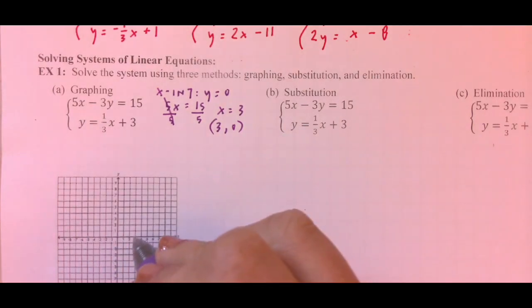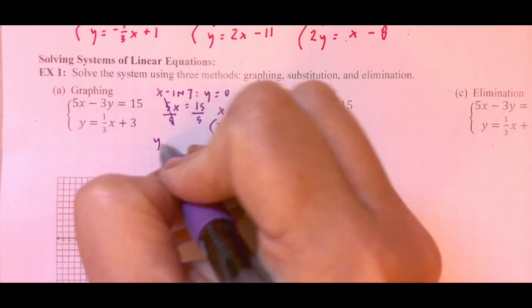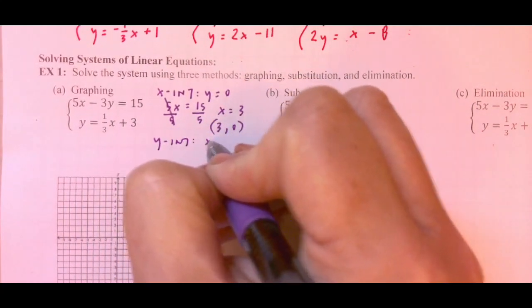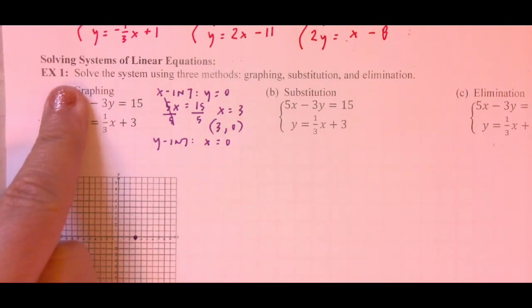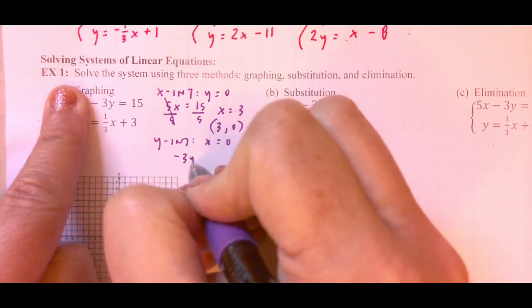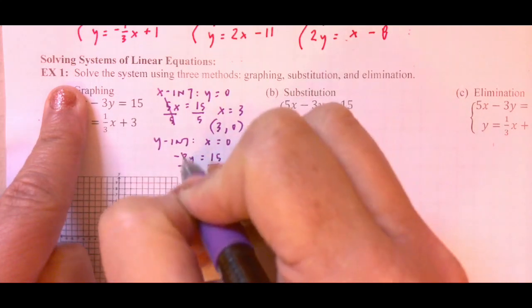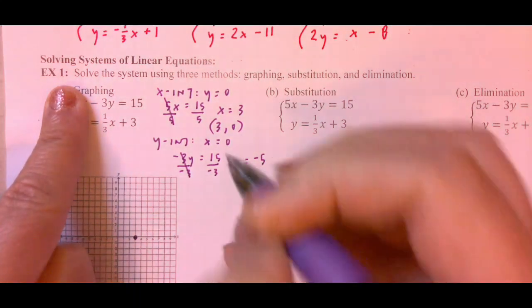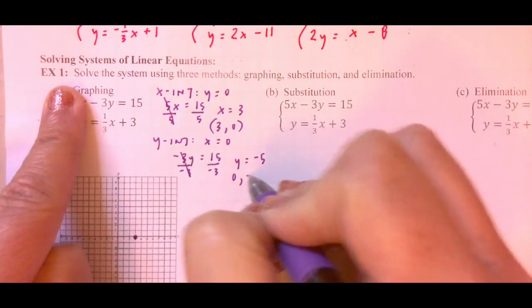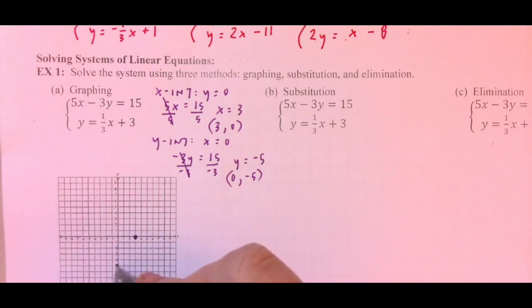So I plot that point right here. The y-intercept is when x equals 0. If I plug in a 0 for x right here, I can cover that up because that whole term clears to 0. And I'm really then solving negative 3y equals 15, dividing away that negative 3, getting that y equals negative 5. Of course, that's when x is 0. So as a point, that's 0, negative 5. So my point is right here.